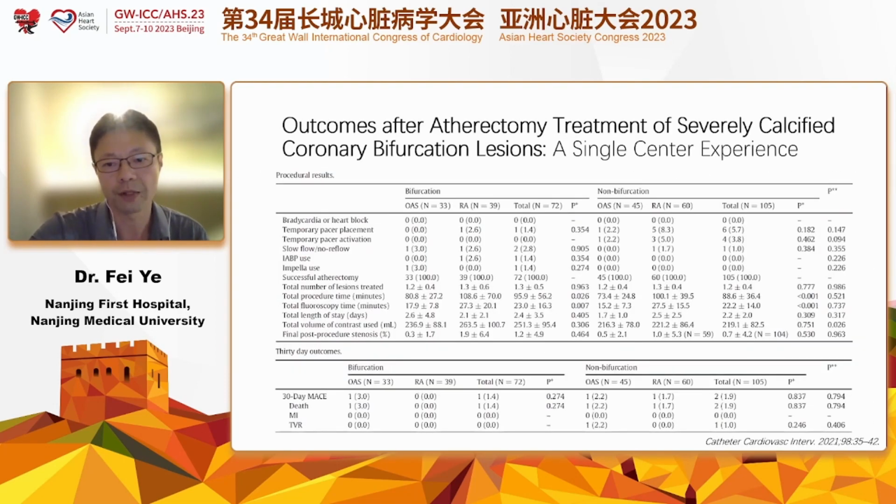This retrospective study, published in 2021, a single center study, evaluated the outcomes of orbital and rotational atherectomy treatment for severely calcified coronary bifurcation lesions as compared with non-bifurcation lesions. The result demonstrated that atherectomy treatment in patients with severely calcified coronary bifurcation lesions is feasible, resulting in similar, low 30 days MACE compared with patients with non-bifurcation lesions.